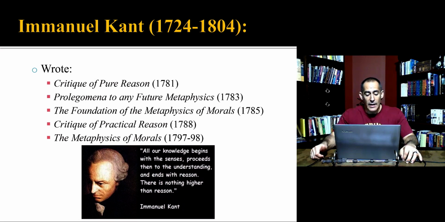His dates were 1724 to 1804, and I put a few of his works down here on the screen so that you could see. The Critique of Pure Reason may be his most famous work, very complicated piece of writing there. Prolegomena to Any Future Metaphysics, the Foundation of the Metaphysics of Morals, the Critique of Practical Reason, and the Metaphysics of Morals, the last 3 particularly dealing with ethical thought.